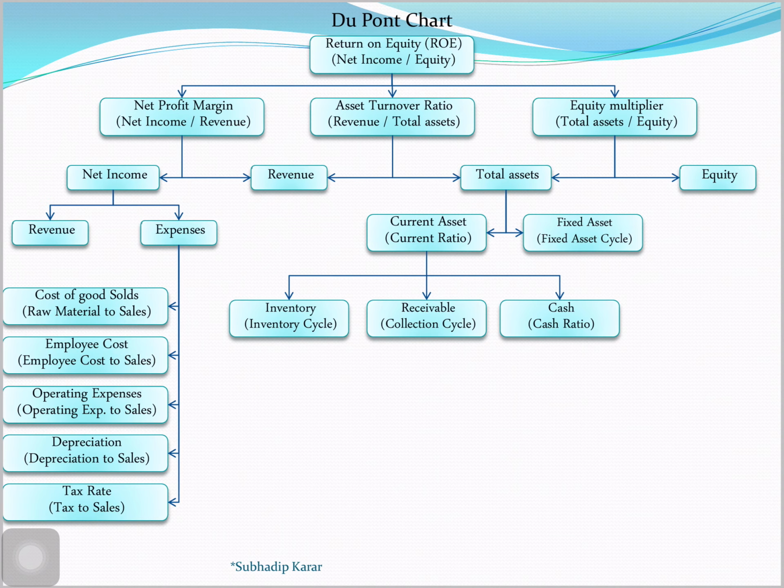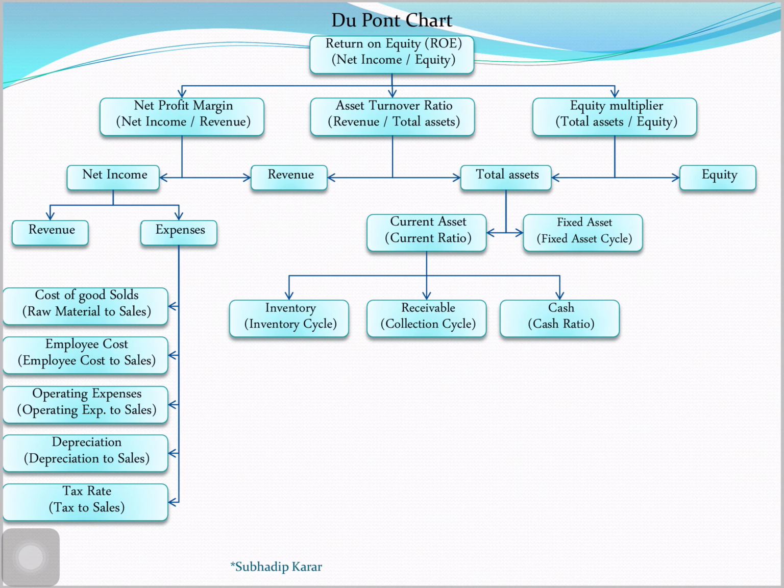In the 1920s, management at the DuPont Corporation developed this model. That's why it is called DuPont analysis or the DuPont chart. For a detailed assessment of the company's profitability, they made this chart. If we see, here are three components: net profit margin, asset turnover ratio, and equity multiplier.